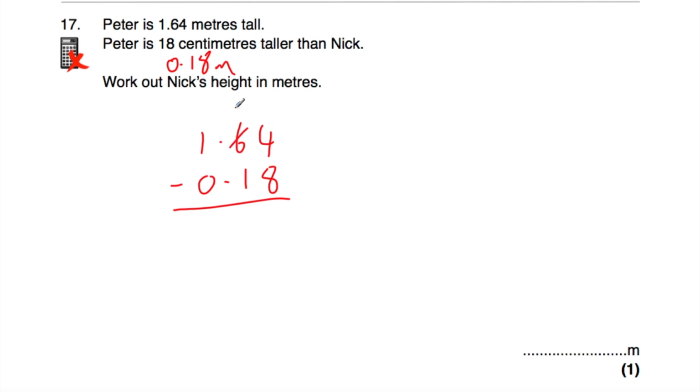So again, we're going to need to borrow here, so it's a 5 and a 14. 14 take away 8 is equal to 6, just remembering the decimal point there. 5 take away 1 is equal to 4, and 1 take away 0 is equal to 1. So that means that Nick is 1.46 meters tall, and that's it.